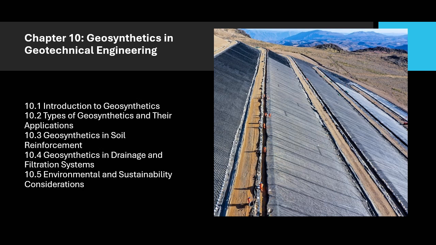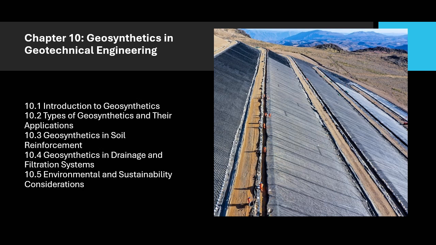Geomembranes are impermeable synthetic liners made from materials such as polyethylene or PVC. They are used to prevent the passage of water or other liquids through soil and are critical in applications requiring containment or water isolation. Applications.